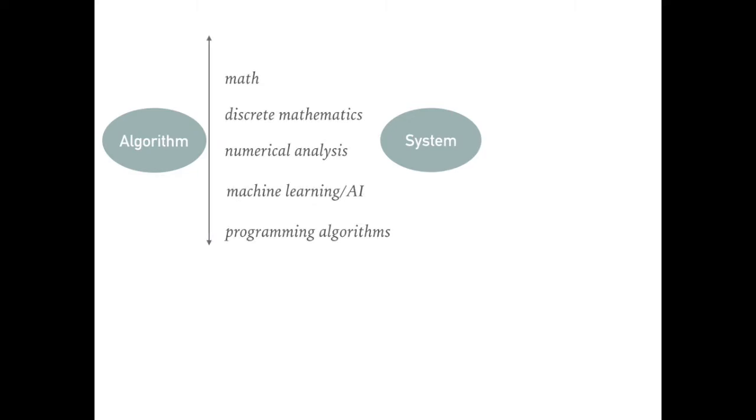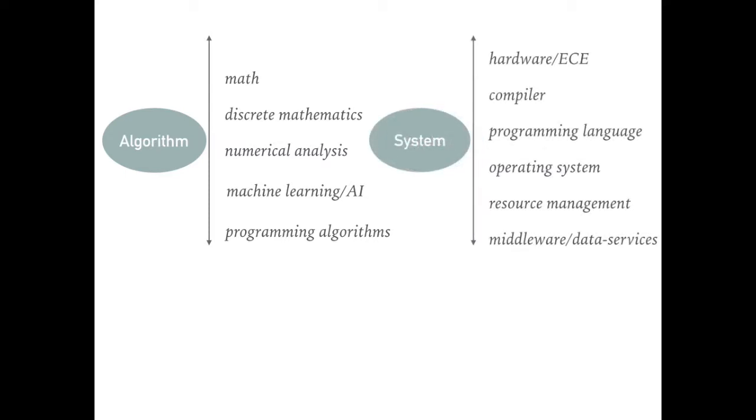Courses of computer science major in college are usually divided into two main tracks, namely the algorithm and the system. Courses such as math, numerical analysis, data structure, machine learning, or deep learning belong to the algorithm track. The system track includes courses such as operating system, computer architecture, networking, and so on.